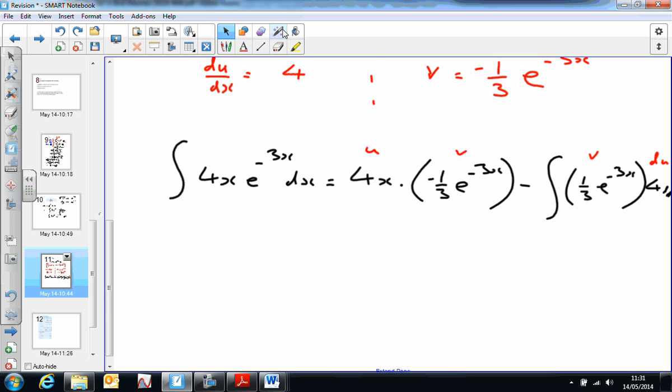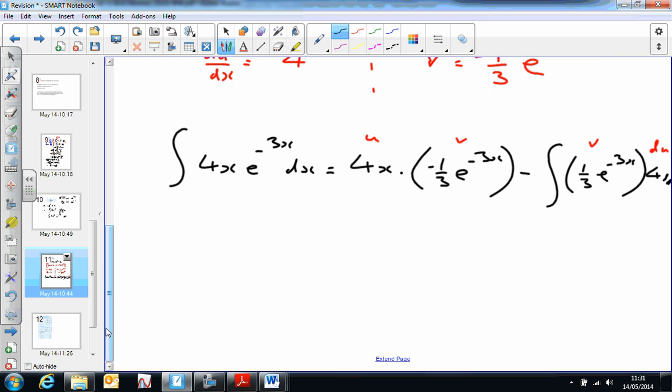Tidy that up now. Yeah, you can, definitely. And it's certainly worth doing that because we've got negatives in here, and so we can tidy up. So what does that finally equal? Minus 4 over 3 x e to the minus 3x minus this integral, a third, well, times 4, so that's 4/3 e to the minus 3x dx.